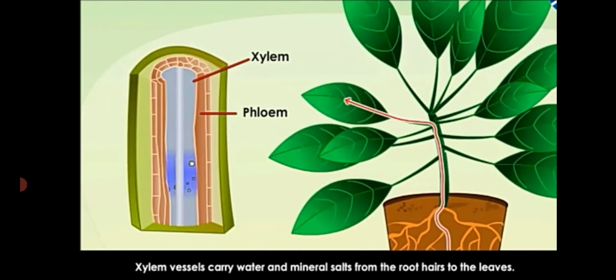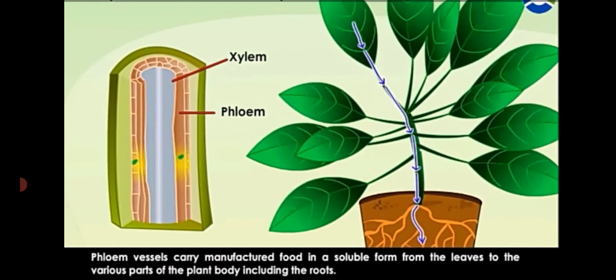You could see here xylem vessels carry water and mineral salts from the root hairs to the leaves. Here the violet colored structure that the water is carrying through is the xylem. And here the yellow colored structure with the green dot is the phloem. The phloem vessels carry manufactured food in a soluble form from the leaves to the various parts of the plant body, including roots. So the stem carries in this way.